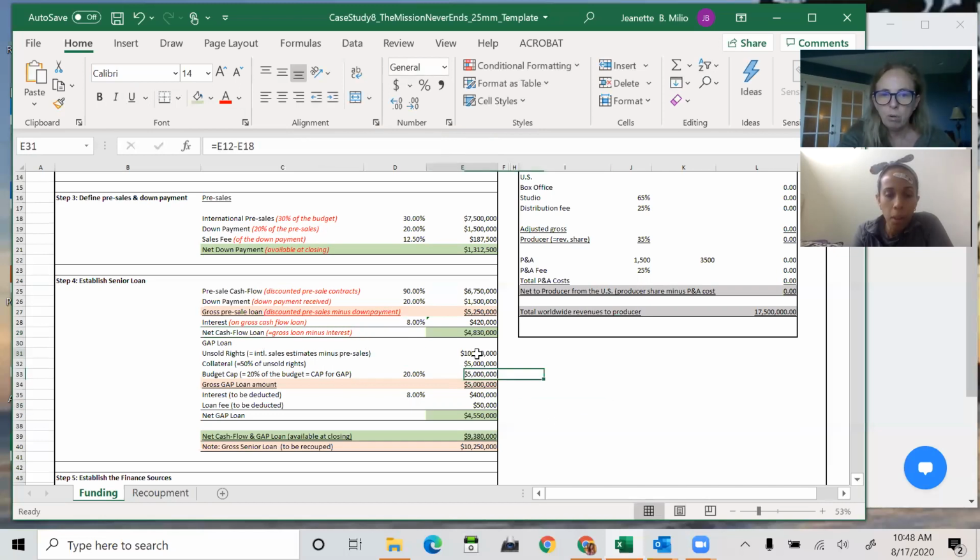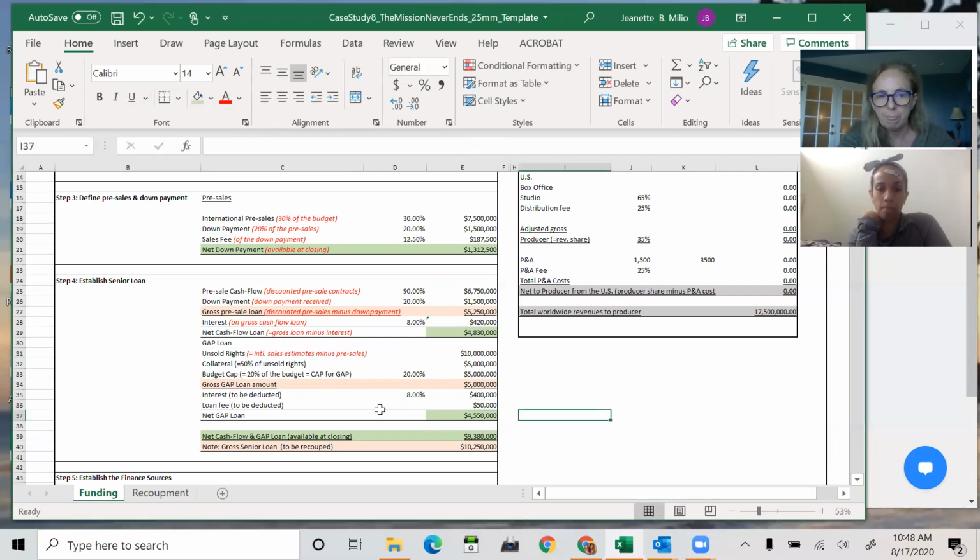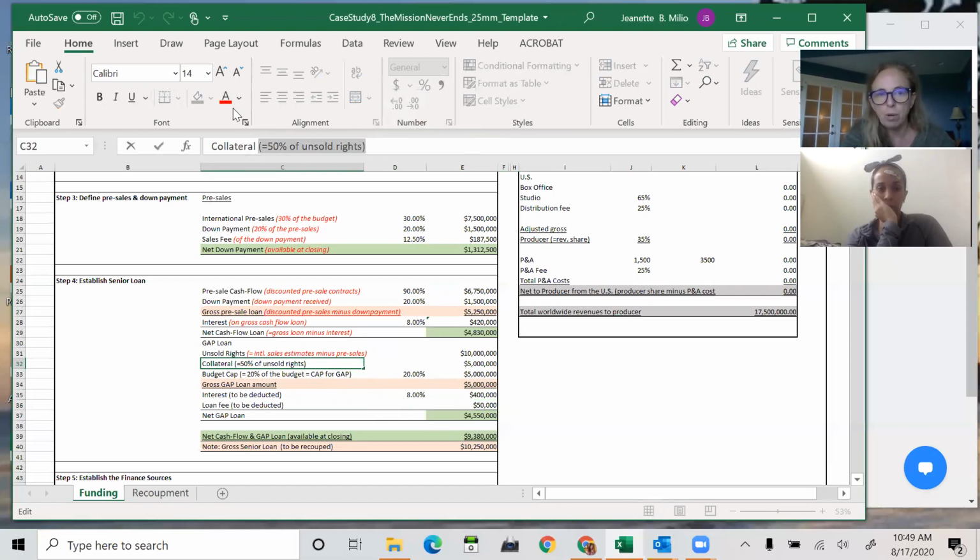Now we're figuring out what is left. How do we know what's left to sell? Because we're talking about unsold rights. Unsold rights are simply rights that we haven't sold yet, and you get to that by taking all your international estimates and deducting your pre-sales. That's how we get to the 10 million. Now, in our world of what it is worth to the bank, we know the bank is only going to give us 50% of that. So we're taking 50% of the unsold rights and putting that number in there.